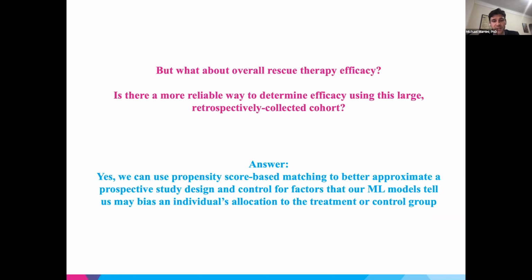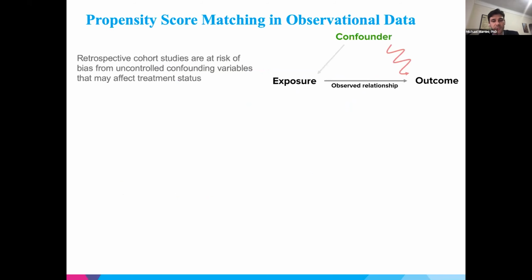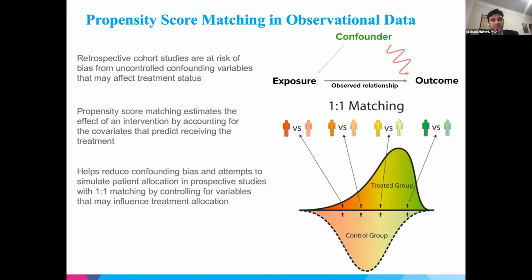We can use propensity score matching to simulate prospective study allocation and control for factors that may bias an individual's allocation to either the treatment or the control rescue group. And this is a pretty routinely used method in the literature, actually, to mitigate the effects of uncontrolled confounding variables. Basically, propensity score matching accounts for the covariates that may predict receiving treatment and helps to reduce confounding by enabling one-to-one matching to control for these variables.